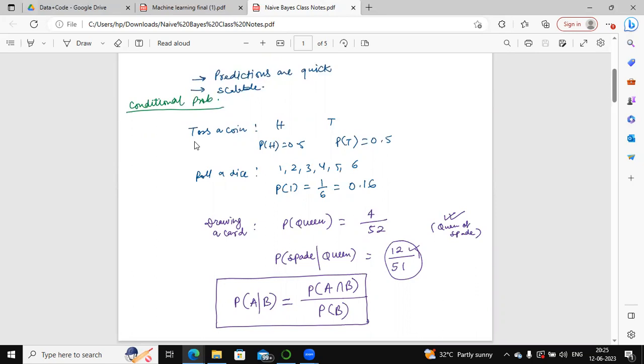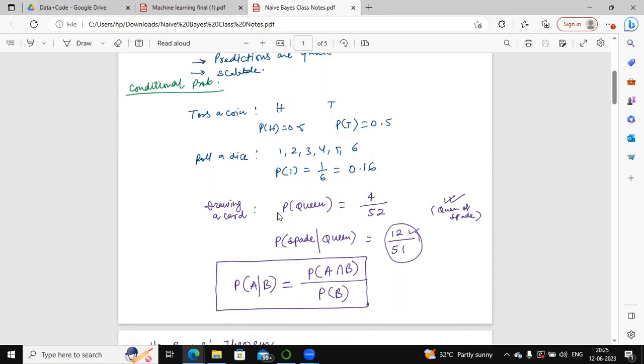Let's take another example of drawing a card. The probability of getting a queen: in a deck we have 4 queens, so 4 by 52. Let's say we have drawn a queen of spades. Now we have to find the probability of a spade given that a queen of spades is drawn. We know that there are 13 spade cards in a deck of 52 cards, and we have already taken out the queen, so the remaining 12 cards out of that is 12 by 51, because we have already taken one card.